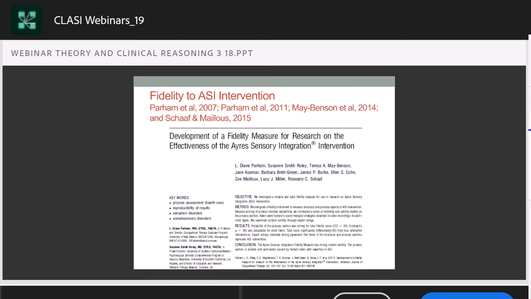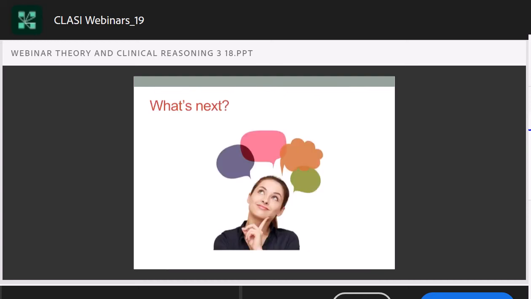So we have a few studies on the fidelity measure that have been published, and I just highlighted the one in 2011 because it has the most data in it about the components of Ayres sensory integration. If you just read one, that would be the best one to read. Parham in 2007 looked at the existing evidence, and what we did in 2014 was look at some of the structure elements. So I would encourage you guys to read these articles.